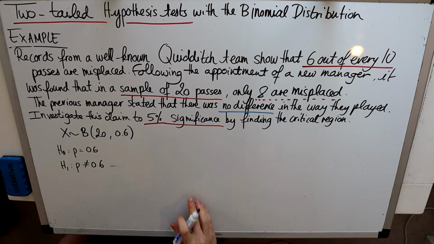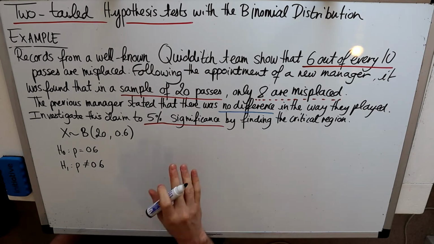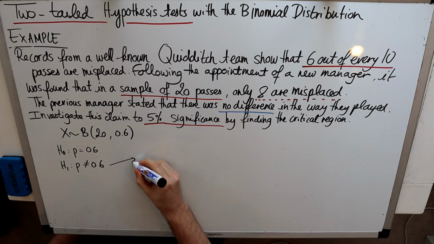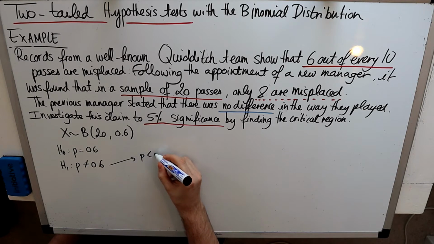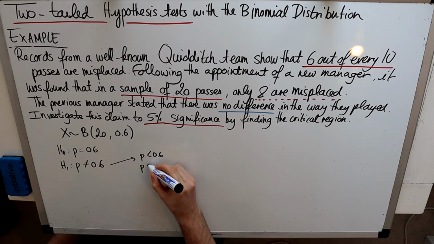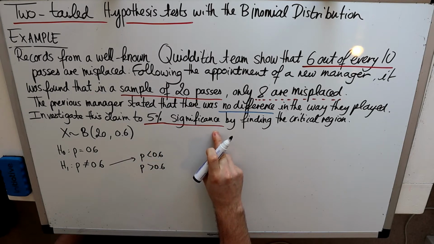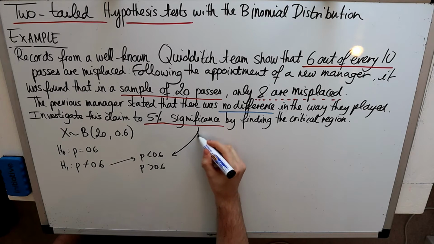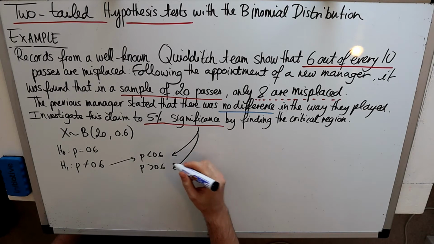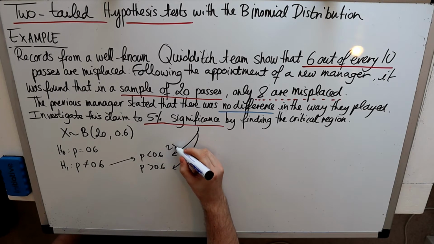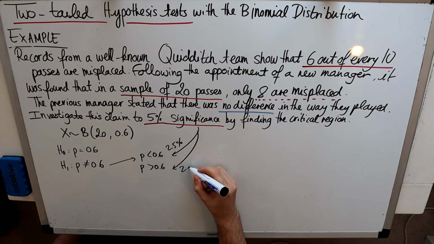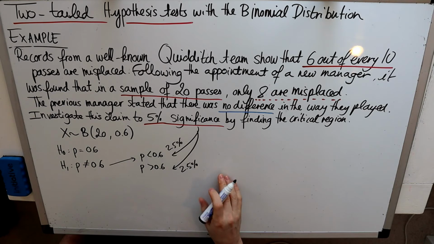Because first of all, my 5% significance means that this is being split into both p less than 0.6 and p greater than 0.6, and my 5% significance is going to be split into those two, so that we're testing this to 2.5% and this to 2.5% as well. Unless stated otherwise, just divide the significance by 2.